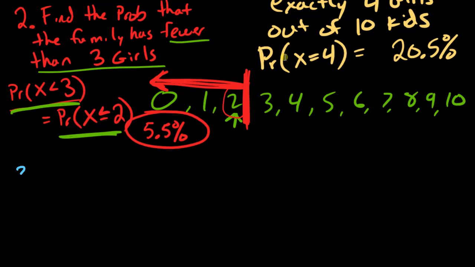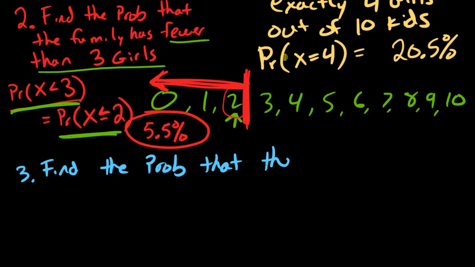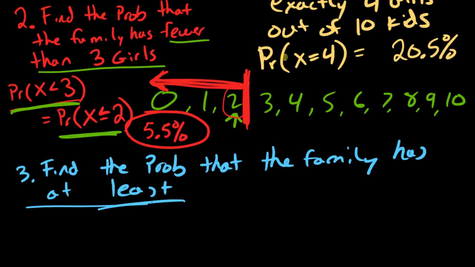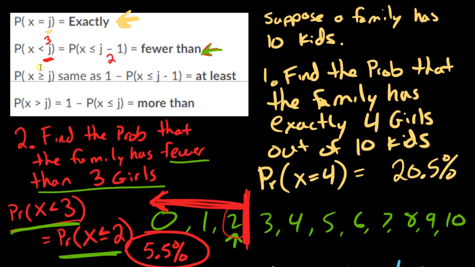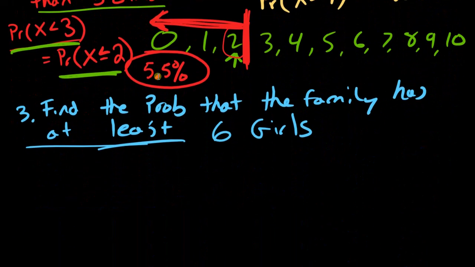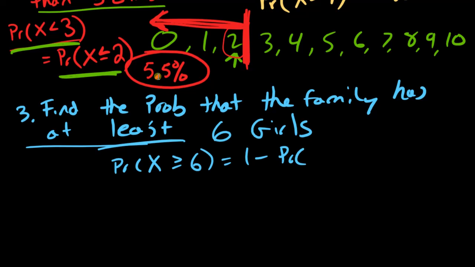Let me scroll down. So let's find the probability that this family with 10 kids has at least, let's do 6 girls. Okay, so they have at least 6 girls. If I use this formula, at least is greater than or equal to 6, which is the same thing as 1 minus x being less than or equal to 5, right? I could write that down: the probability that x is greater than or equal to 6 equals 1 minus the probability that x is less than or equal to 5. Okay, and that's what that formula tells me, right?